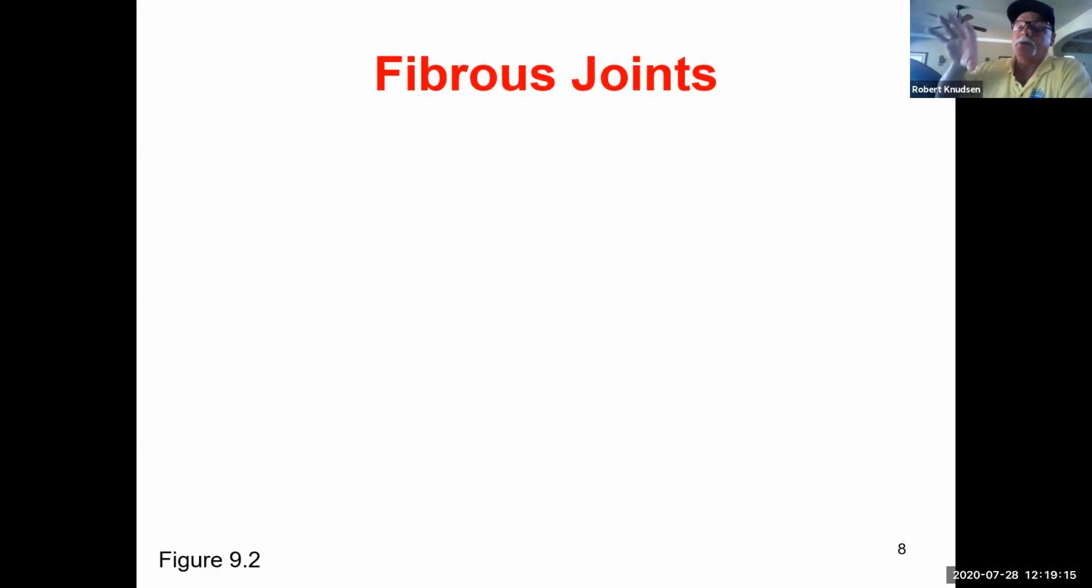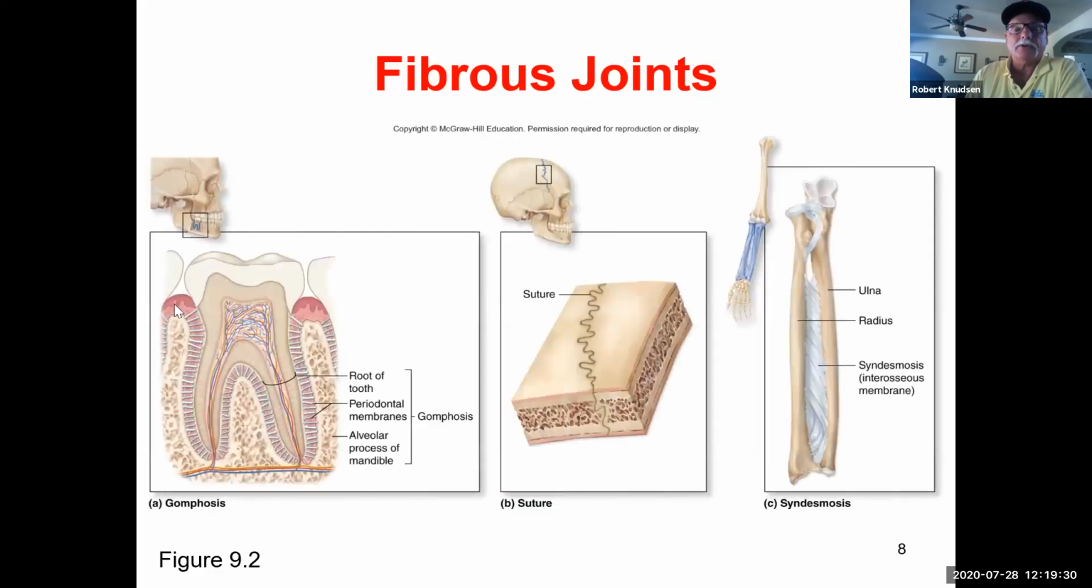Pictures. Remember I said we do dialogue first, then we do pictures after that. The images kind of reinforce it, and then I put it in a table. This one I put the table before. Anyway, fibrous joints. Here we go. Here are the three classifications: gomphosis, suture, syndesmosis.